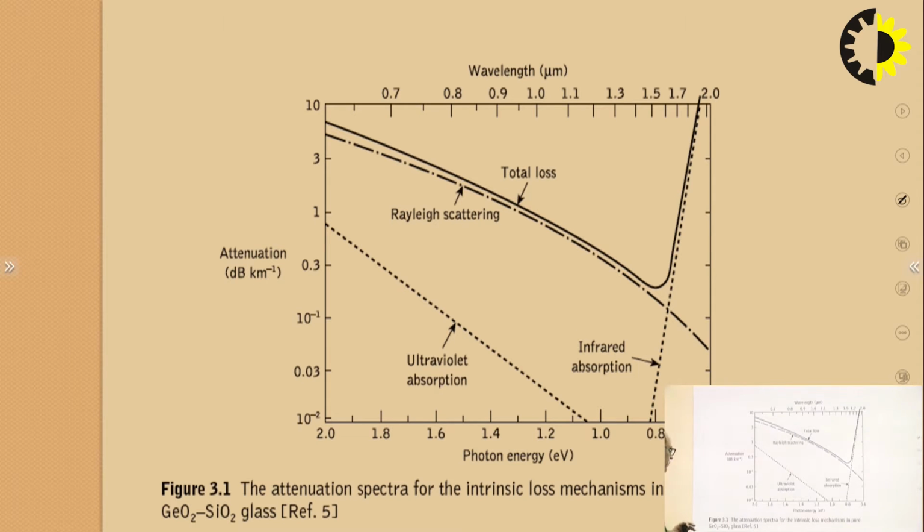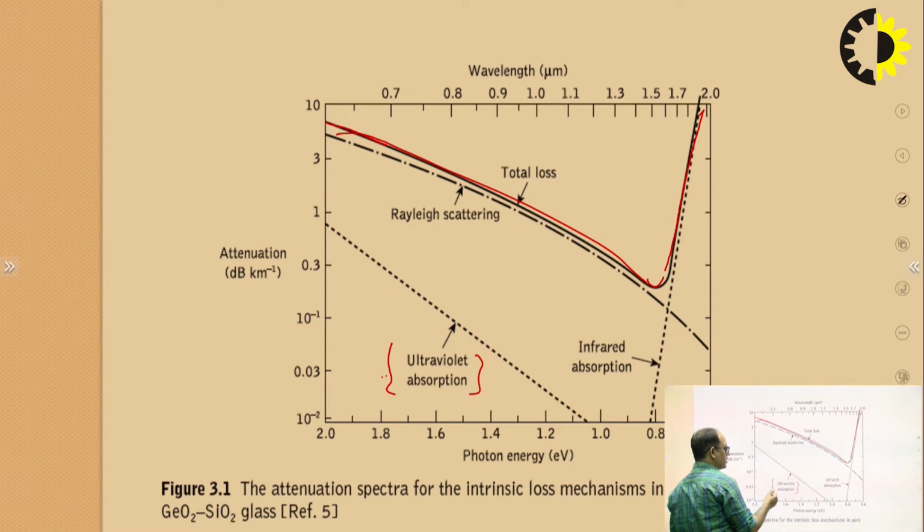So this is the graph which I have taken from John M. Senior's book. This graph represents the total attenuation with respect to the photon energy and also with respect to the wavelength. You will see here that as the wavelength increases, the overall loss decreases, and after the wavelength of 1.7 micrometer, this loss is also increasing. Now if I talk about the absorption losses, there are two windows of absorption.